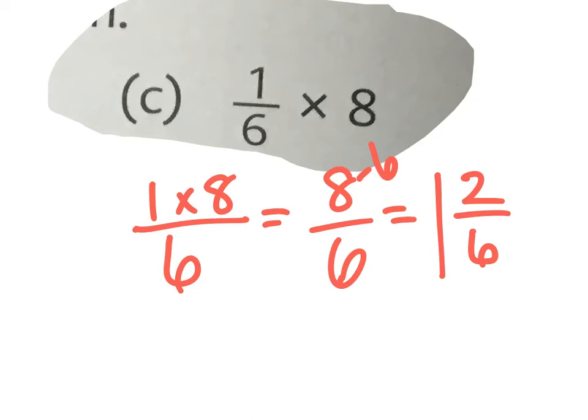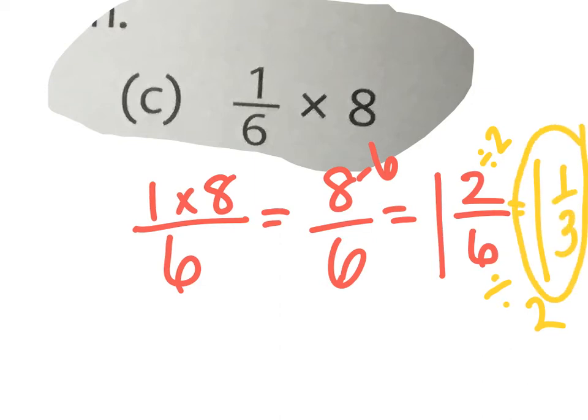Now you should see that the 2 and 6 are divisible by 2, so it's going to equal 1 and 1/3. That is the final answer, 1 and 1/3.